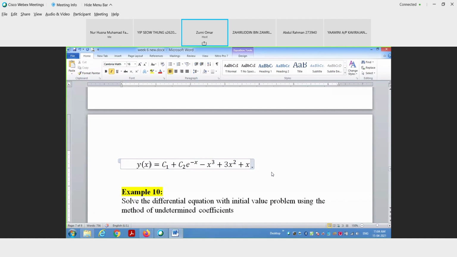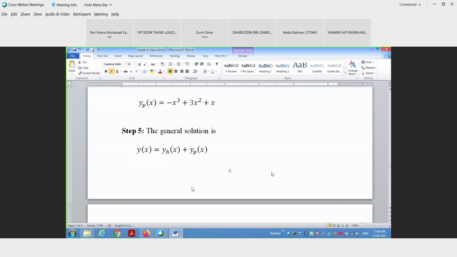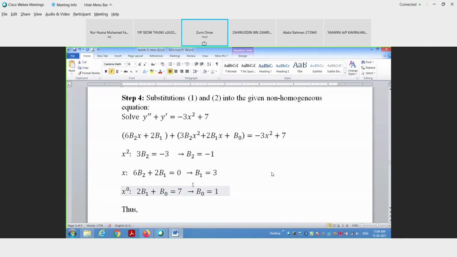This is general, because to find C1 and C2, we need to have initial conditions. We need to have initial conditions. So any questions? Any question now?